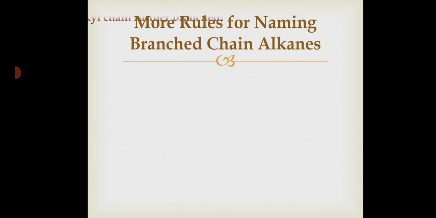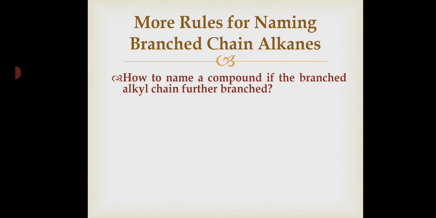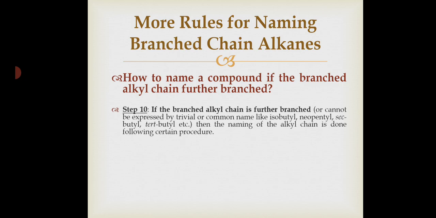Let's go to the next rule. How to name a compound if the branch alkyl chain is further branched? Step 10, talk about it. If the branch alkyl chain is further branched or cannot be expressed by a trivial or more common name like isobutyl, neopentyl, secondary butyl, tertiary butyl, etc., then naming of the alkyl chain is done following a certain procedure.